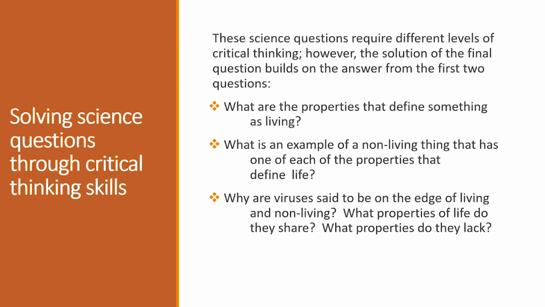But we can go into a little more detail with a question like, so you can list the properties of a living thing. Well, what is an example of a non-living thing that has one of each of the properties that define life? If you look at the properties that define life, a lot of things that are clearly non-living will have at least one of those properties, but a living thing is supposed to have all of those properties. And so they want examples of that.